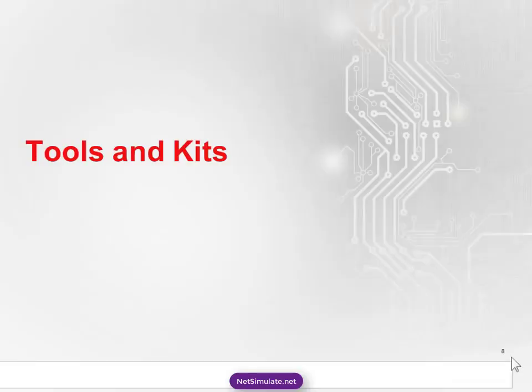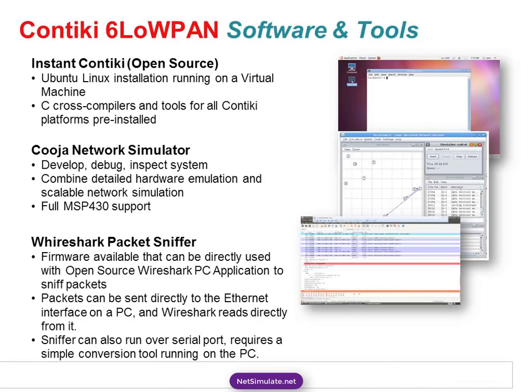Now, let's talk about some software tools and development kits that you can use to get started. There are a number of software tools available free of charge on Contiki, including the GCC compiler, the Cooja network simulator, and the Wireshark packet sniffer. All of these tools are available as a one-click download free of charge from Thingsquare. For more information, go to the TI 6LoWPAN wiki, where you can find the download link.